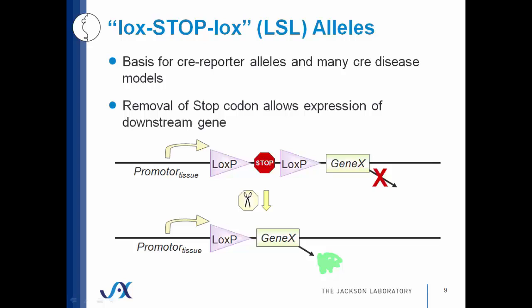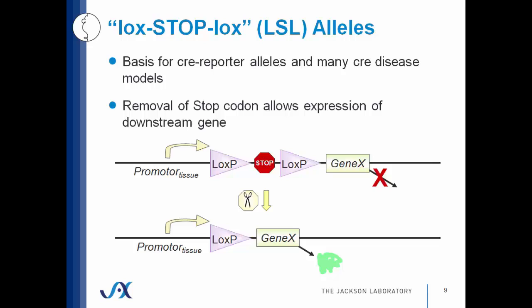Now, I'd just like to compare that in a moment to what are called the lox-stop-lox alleles, or LSL. This is the basis for a lot of Cre reporter alleles, as well as many disease models using the Cre system. What one does is generate a promoter of interest, whether it's a tissue-specific promoter or, say, a widespread promoter, expressing some sort of gene of interest. But expression of that is blocked by a LoxP-flanked stop cassette that is in between the promoter and the gene of interest, so that allele itself cannot express your gene of interest. However, whenever Cre is expressed, it will delete the stop cassette, thereby turning on expression of the gene.